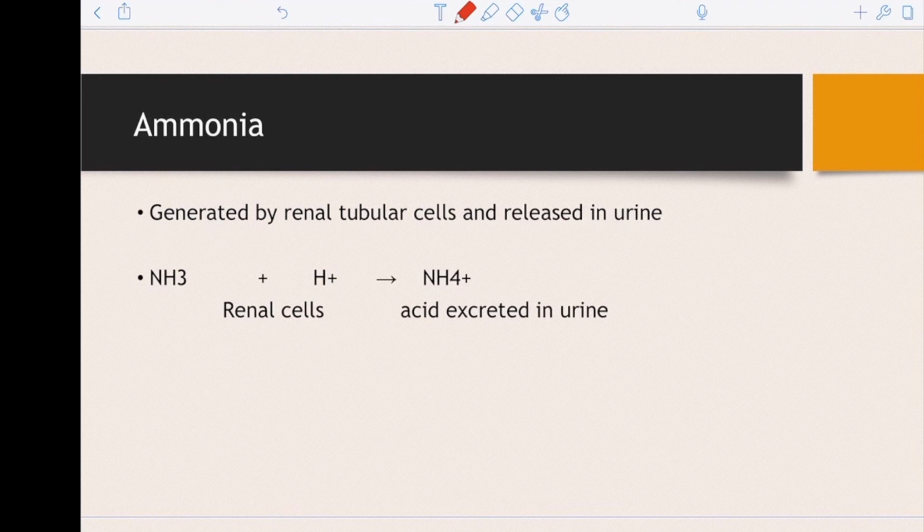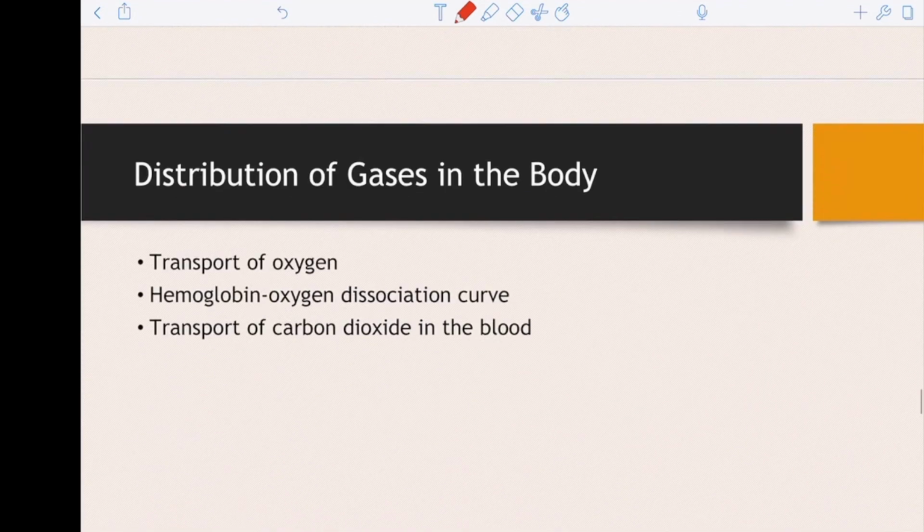So, like we'd previously discussed, you can use ammonia as a way to release acid out of the body by excreting it in the urine.